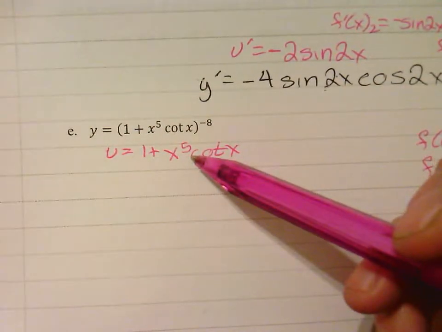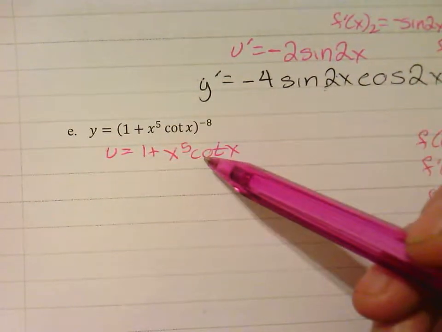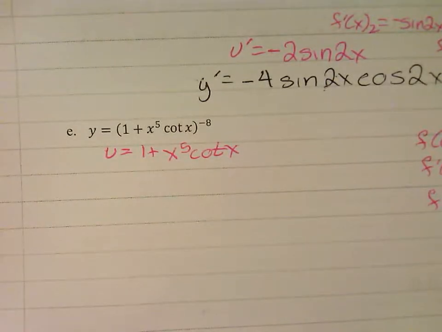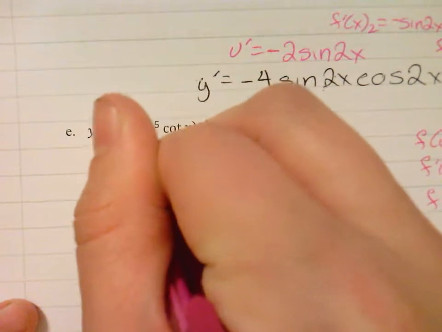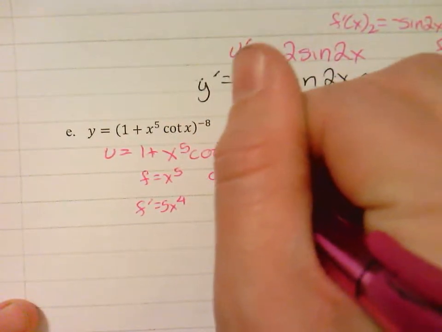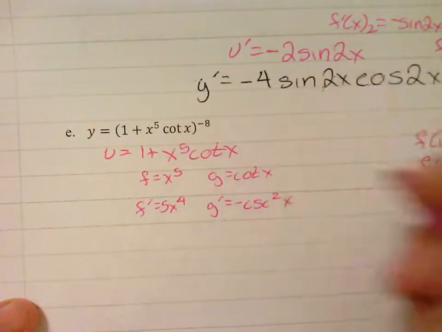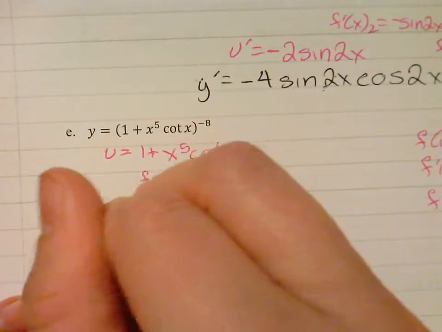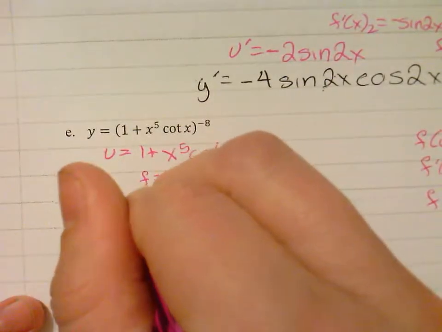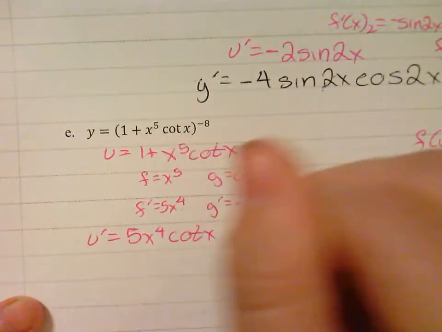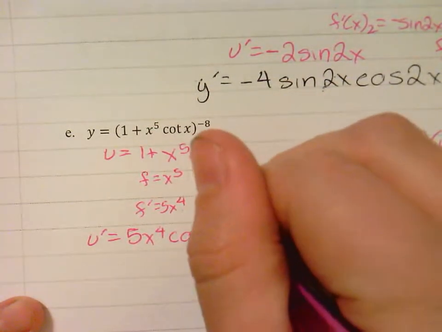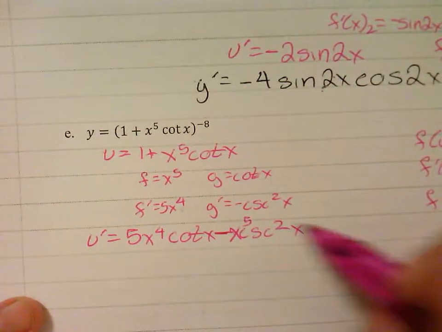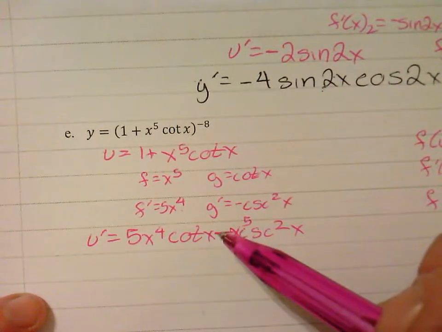Okay, we need to find u prime. So not so bad until you get here. There's a product rule there. So product rule is f prime of g plus g prime of f. So the derivative of 1 is going to be 0. G is cotangent of x, and g prime is negative cosecant squared x. So u prime is going to be 5x to the 4th times cotangent x, and then g prime, we got the negative, so minus cosecant squared x, and I'm just going to squeeze the x to the 5th right here. X's don't really go behind those, they go in front. So u prime is 5x to the 4th cotangent of x minus x to the 5th cosecant squared x.